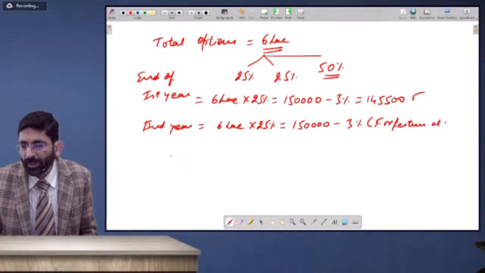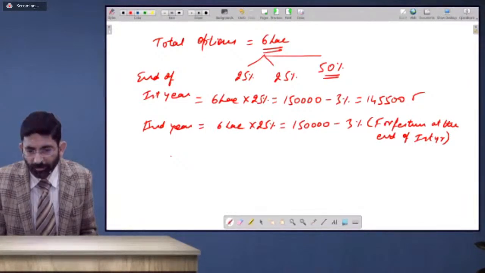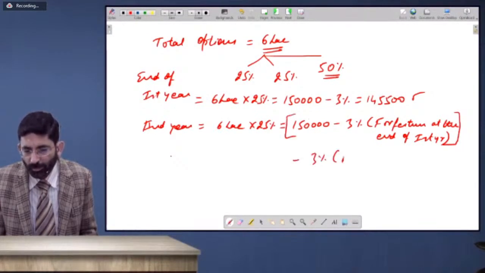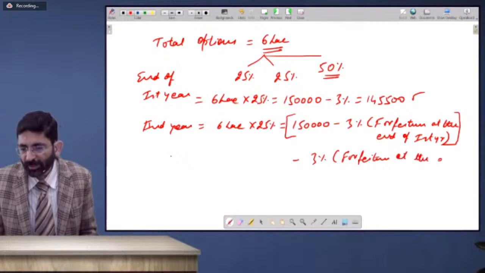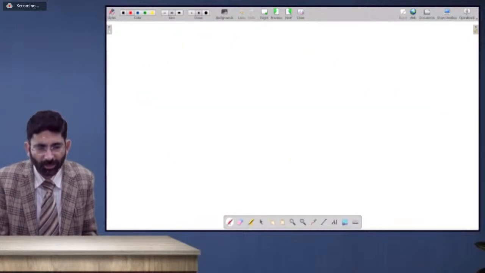At the end of first year, whatever is left minus 3% forfeiture at the end of second year, because every year there is a forfeiture. This is somehow difficult. I would like to explain it in a different way. I think it will be difficult in this way.